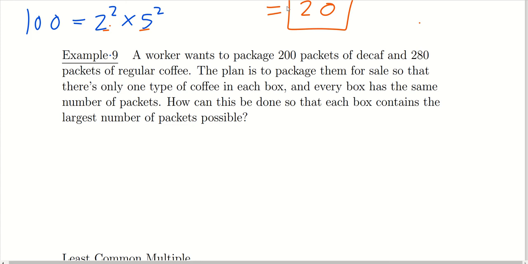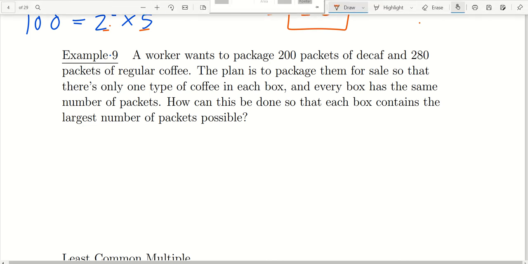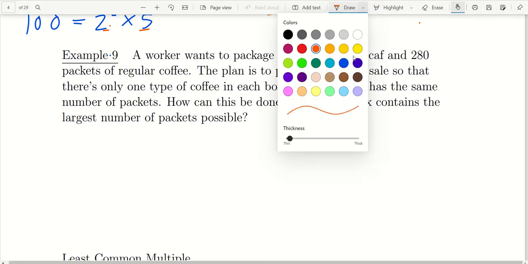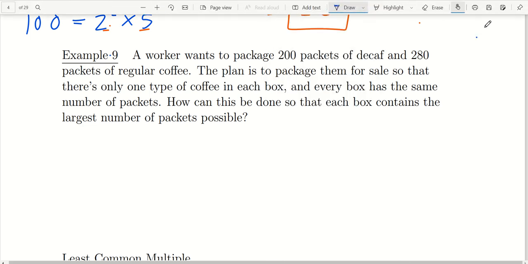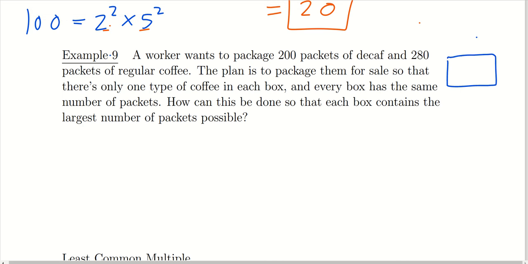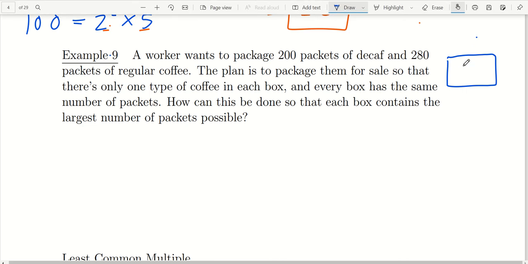So kind of going back to our chapter 1 material, we have this problem here. So we want to read it through and we want to understand the situation. Our goal is we want to find one box size that we can evenly split up our decaf in and our regular coffee in. So the box type we're going to use has to be able to fit them all equally.